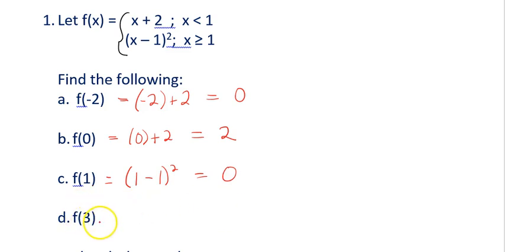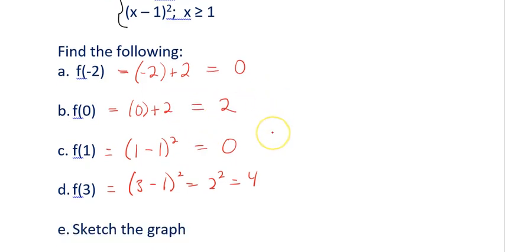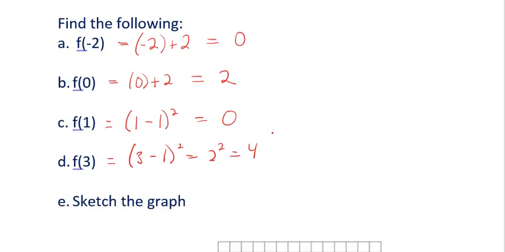And then f of 3. If I plugged in 3, 3 minus 1 is 2, and 2 squared is 4. Now, when you plug those in, sometimes they just ask you to do that. When you plug those in, you're actually finding points on the graph. So negative 2, 0 is a point on the graph, 0, 2 is a point on the graph, and we're getting ready to graph this, so we can refer to those as well.